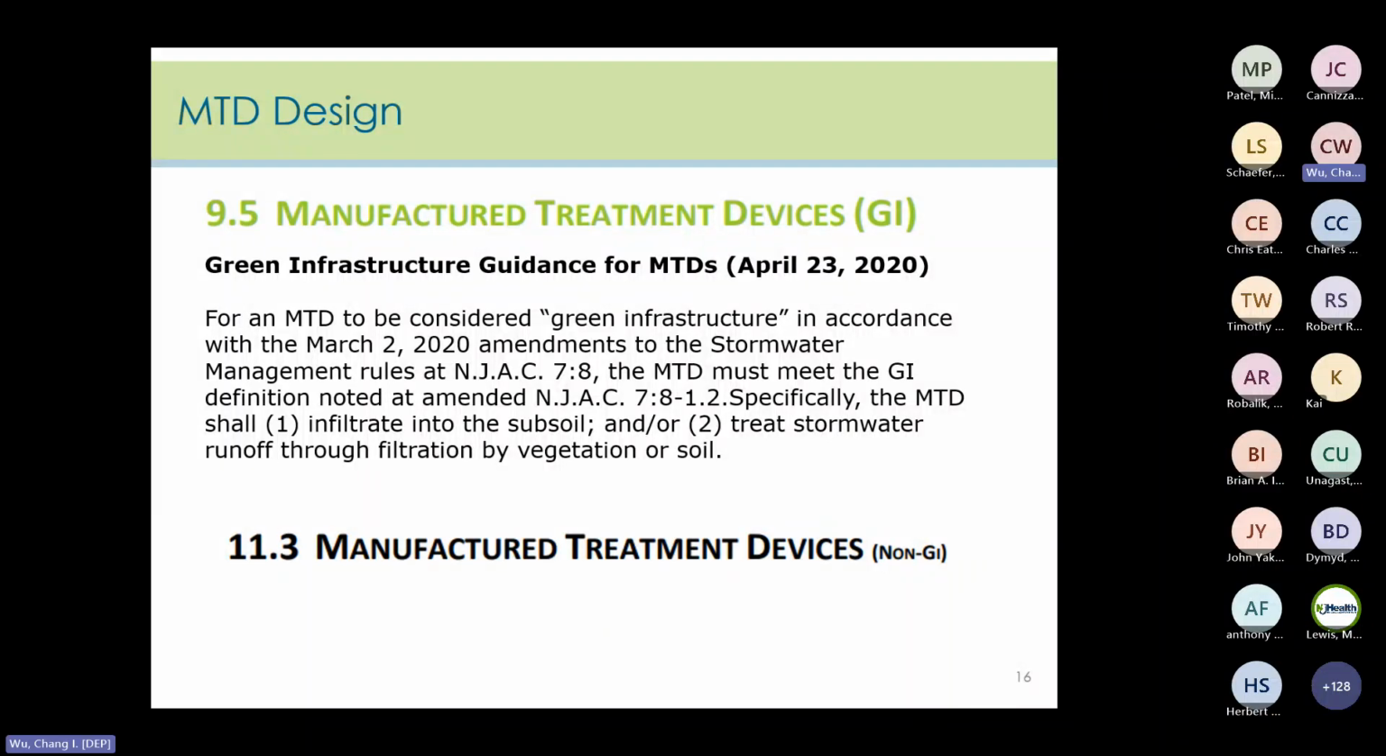And another category of MTD is the non-GI MTD, which does not infiltrate runoff into the subsoil or treat the stormwater runoff through filtration by vegetation or soil. And so just a reminder that if the design proposes to incorporate an MTD to meet the water quality design and performance standard, they must incorporate the GI MTD into the design unless a waiver or variance for using a non-GI MTD is granted.